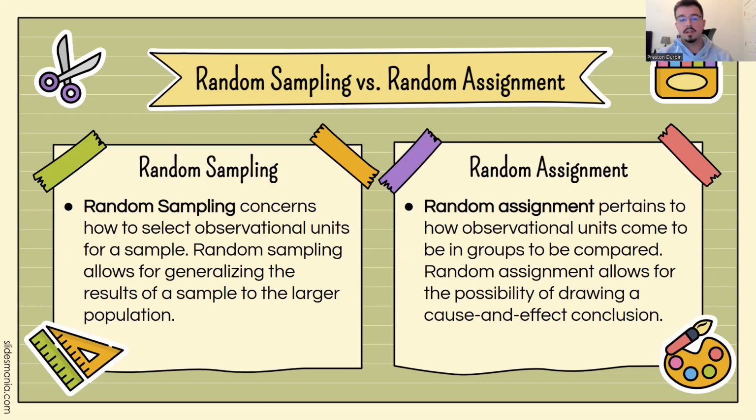So random sampling concerns how to select observational units from a sample, and it allows for generalizing the results of a sample to the larger population. While random assignment pertains to how observational units come to be in groups to be compared. And random assignment also allows for the possibility of drawing a cause and effect conclusion.